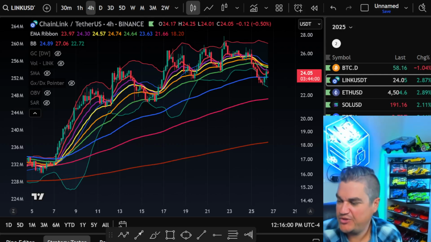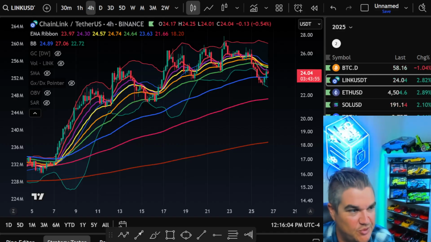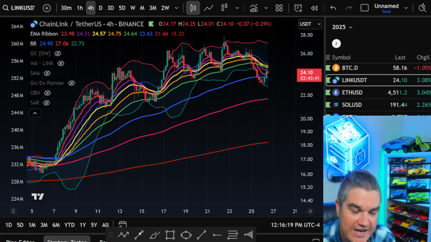Chainlink price update for Tuesday, August 26th. We're on the 4-hour chart. We're going to start off on the short time frame where we need to focus on the immediate future today and tomorrow. And then we'll zoom out to a little bit higher time frame and look at what we need to be looking at and watching for come the weekly close, wrapping up the week, and all that good stuff.